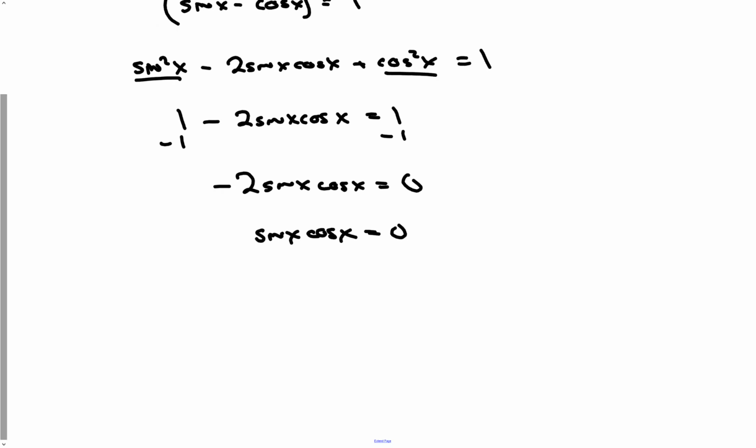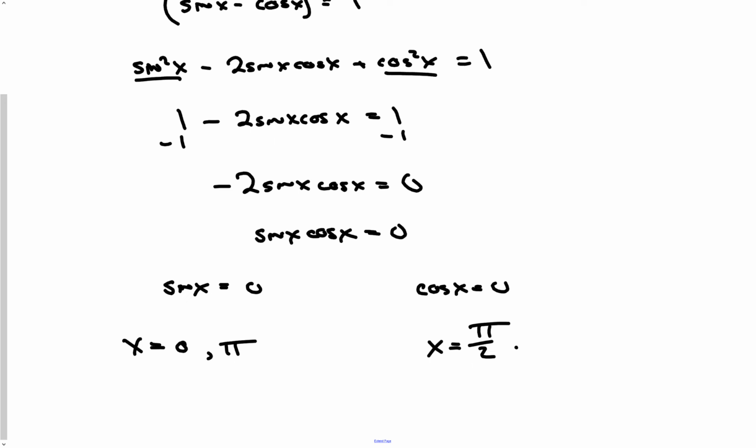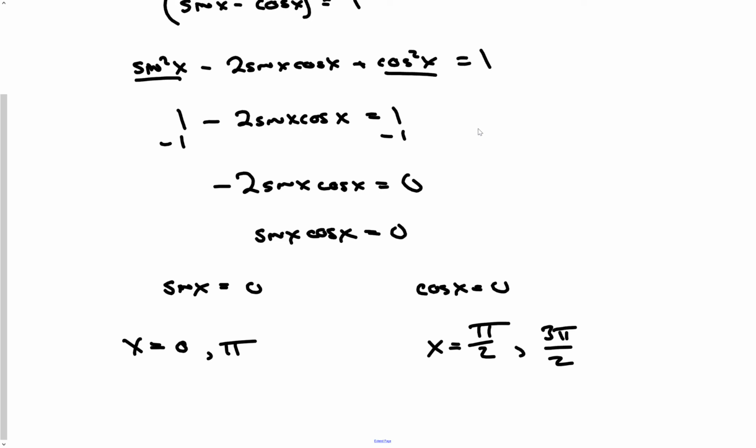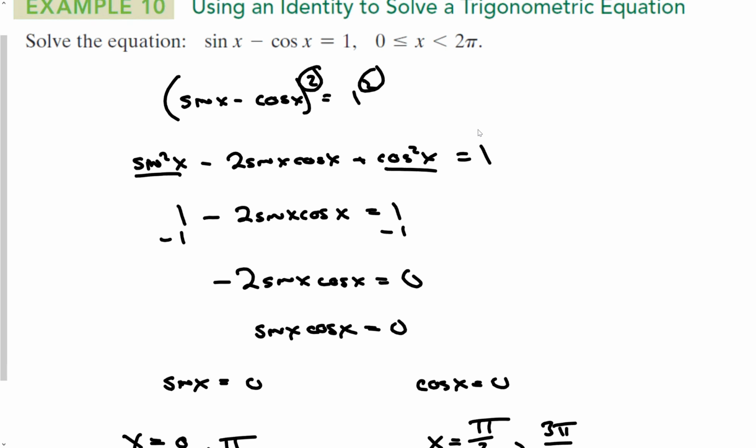And now we have a product. So I can say that the zero product property applies, and I could just set each one equal to 0. So x here is going to be equal to 0 and pi. X here is going to be equal to pi over 2 and 3 pi over 2. But, whoops, we have a problem because I raised both sides to an even power. So that means that I need to actually check these answers in my original equation.